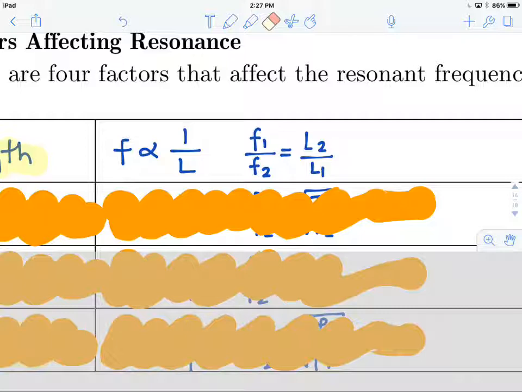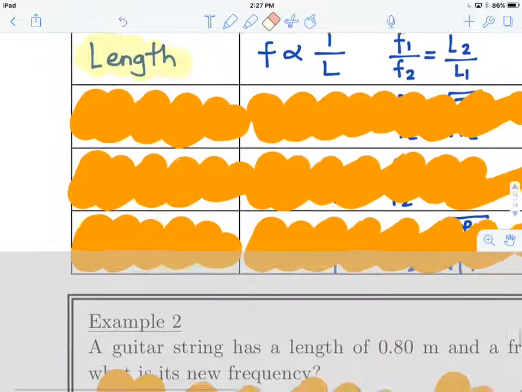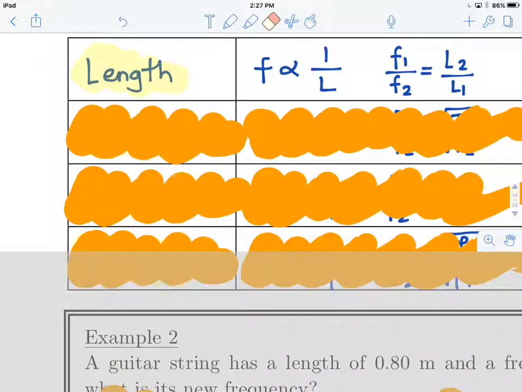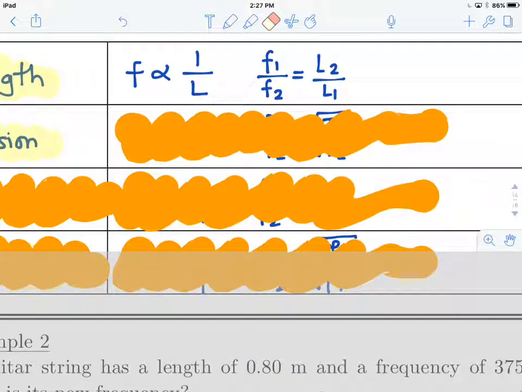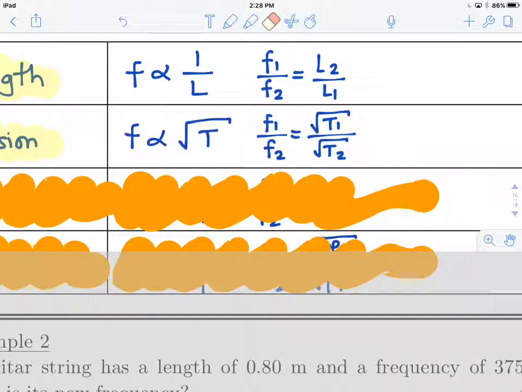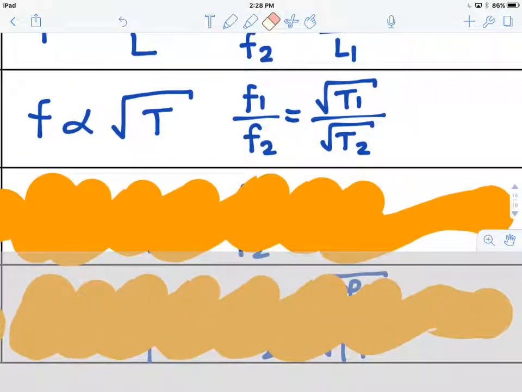Here's a little relationship that will help us in solving problems. F1 over F2 is equal to L2 over L1. Again, another factor is the tension in the string. If you play a string instrument, you know that you can crank up or crank down the tension. Frequency is not inversely proportional to tension, but it's proportional to the square root of tension. Tension is a force that pulls something less or more.